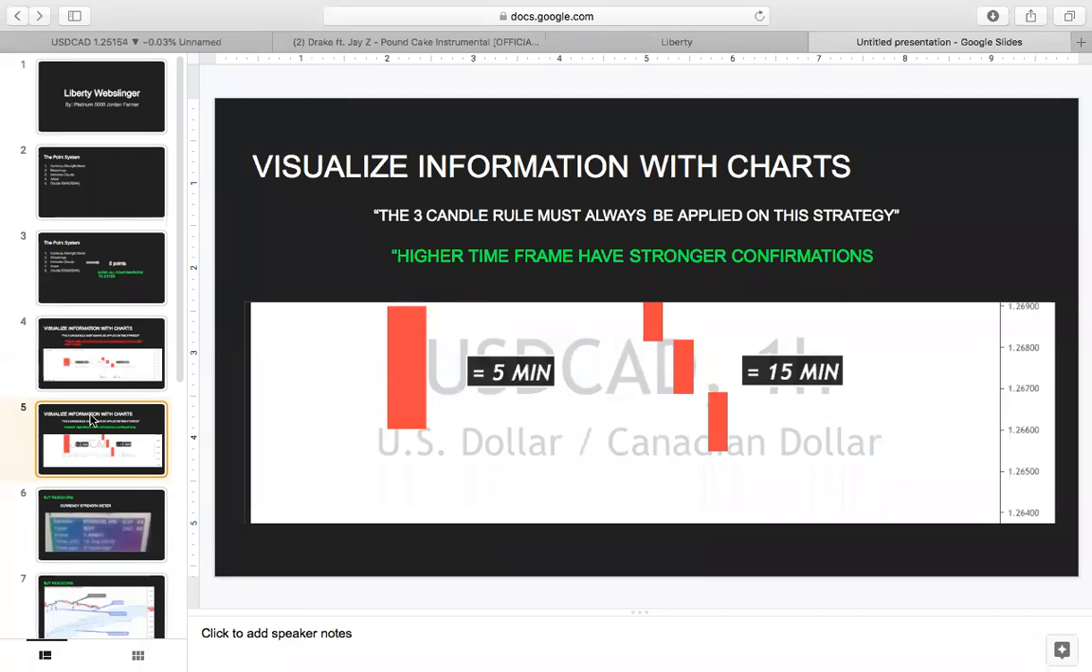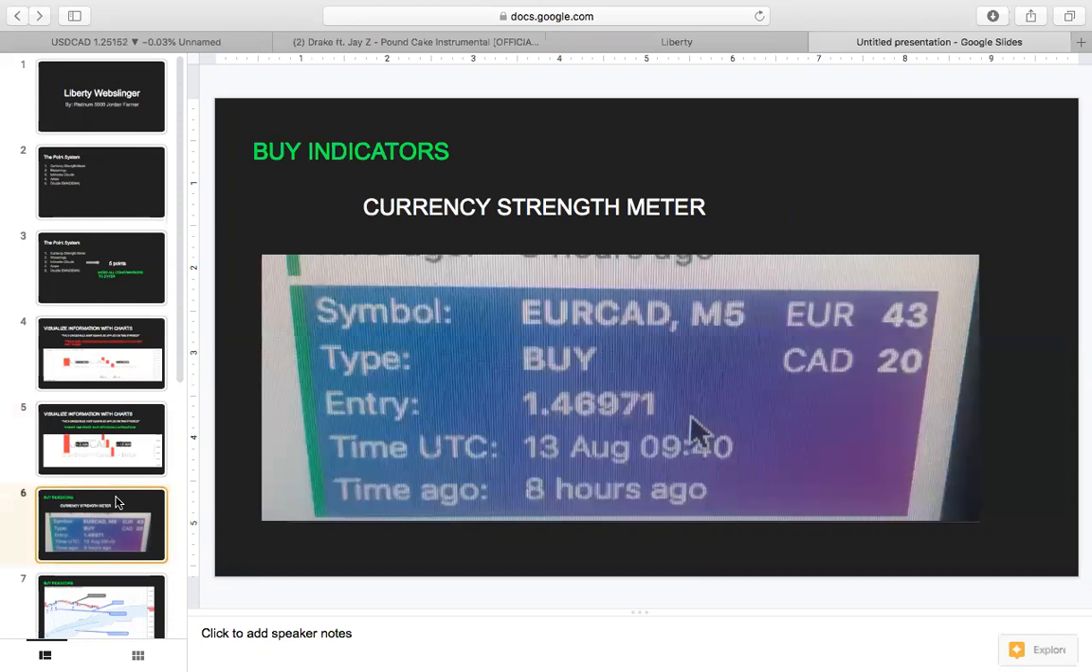Okay. Next, let's look at some of the confirmations, right? We have the buy indicators, and the first buy indicator we're going to talk about is the currency strength meter, right? So check this out. It says type buy. Okay, that's accurate. But we're not really worried about buy. We're more worried about the currency strength meter of what it says over here, right?